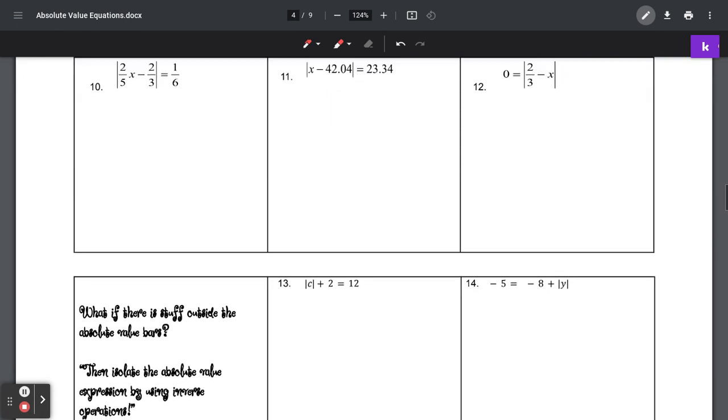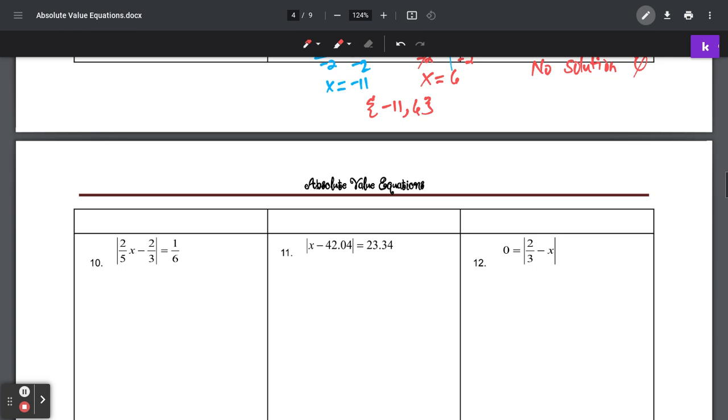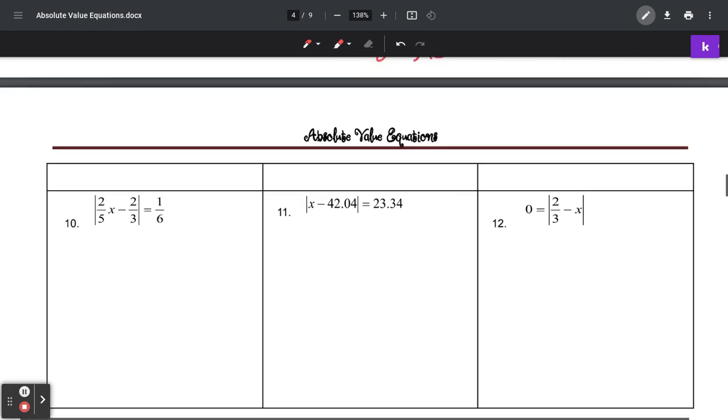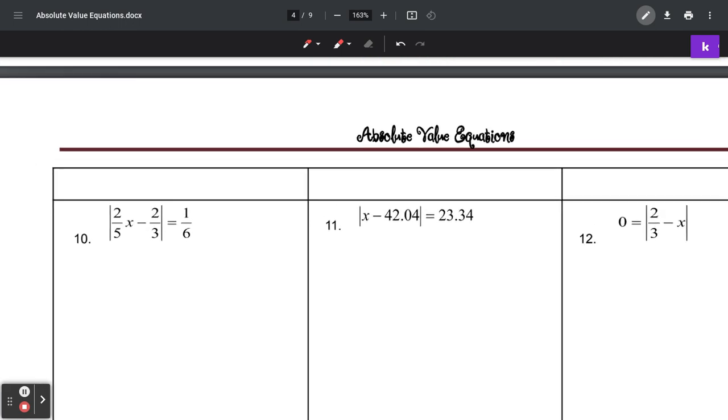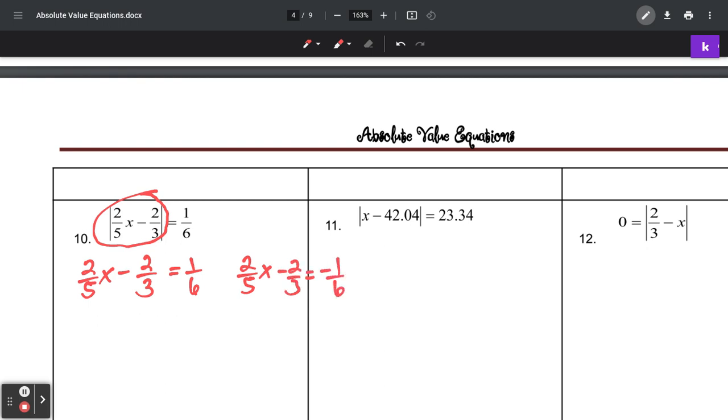All right, we'll go to 14. Okay, here we go. So let's work with some fractions. So I'm going to take 2/5 x minus 2/3 equals a positive version of 1/6. So I can already go ahead and set this up because this absolute value expression is isolated, guys. And then I'm going to take 2/5 x minus 2/3, set it equal to the negative version of 1/6.